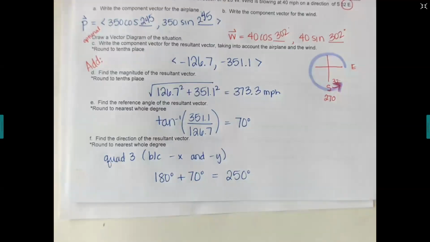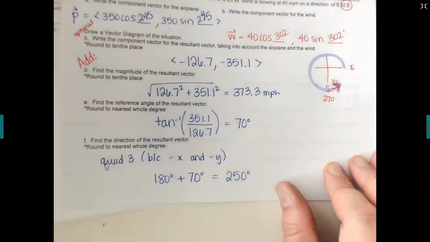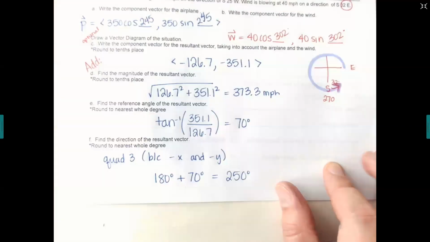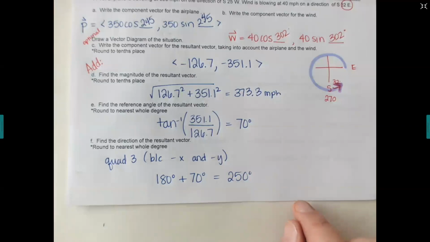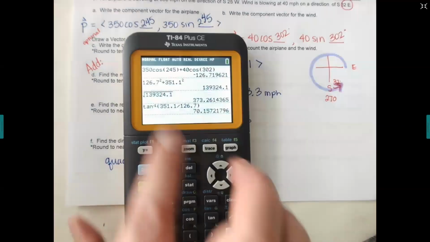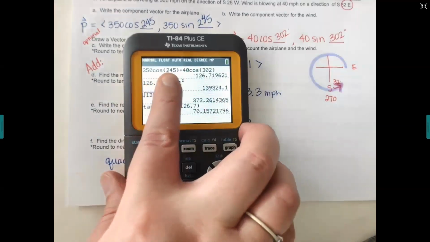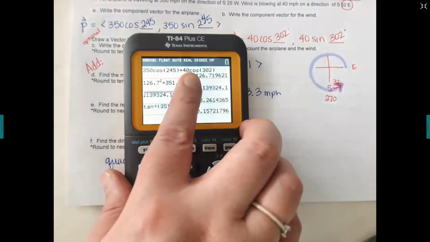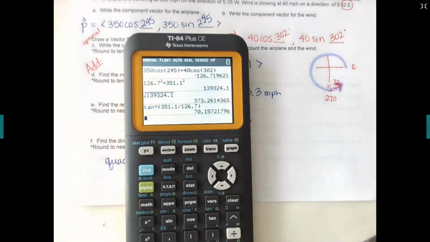Okay, do we have any overall questions? With the add, you add the two cosines together. What I did was 350 cosine 245 plus 40 cosine 302. So it's this and this for the X, and then you got these two for the Y.